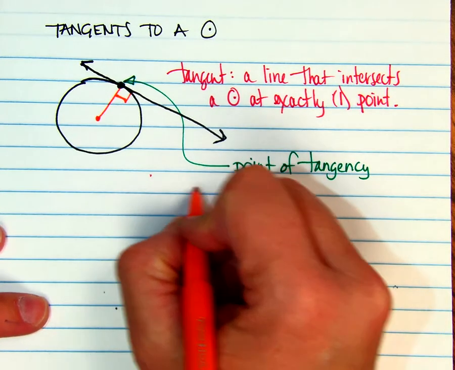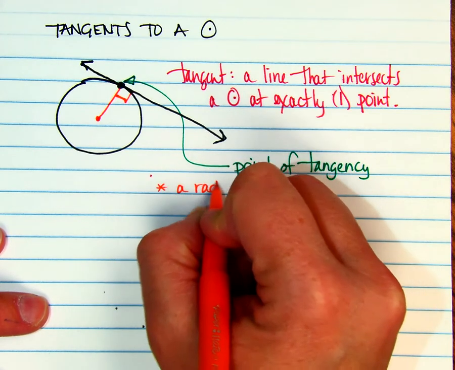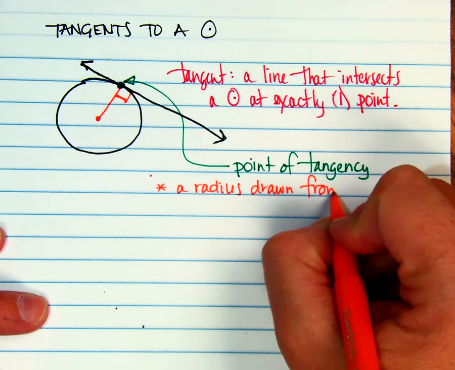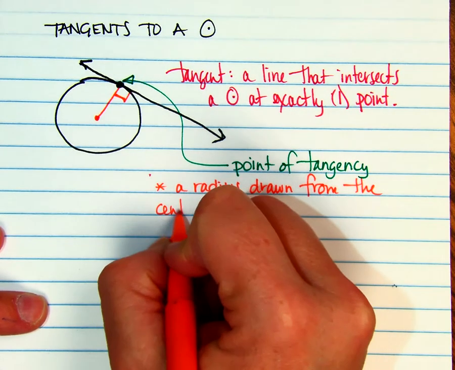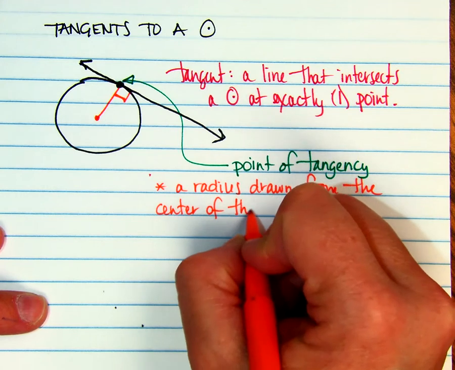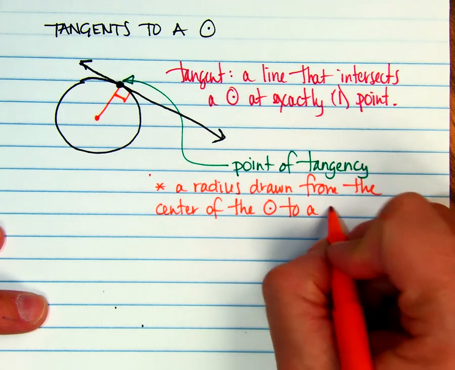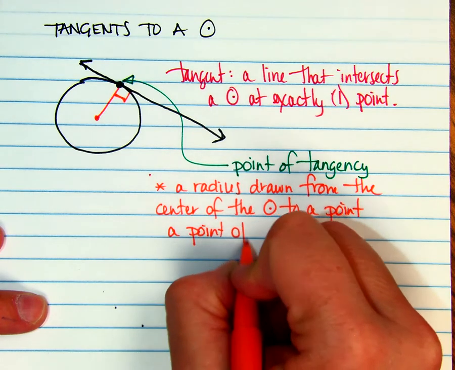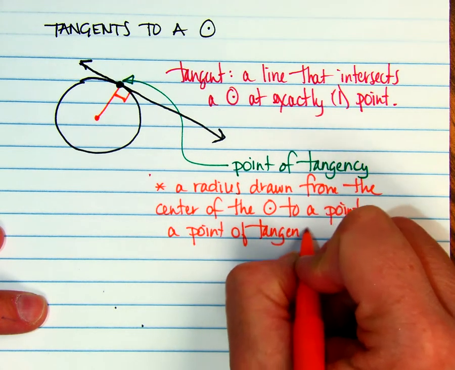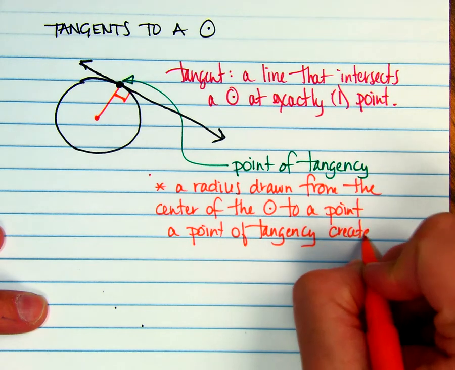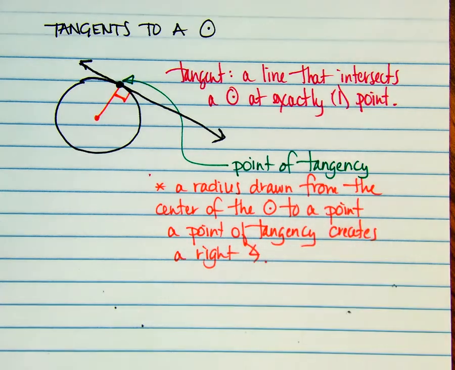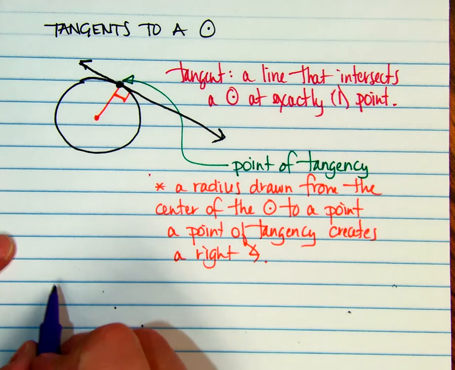Okay, so make a note here. A radius drawn from the center of the circle to a point of tangency creates a right angle. Okay?